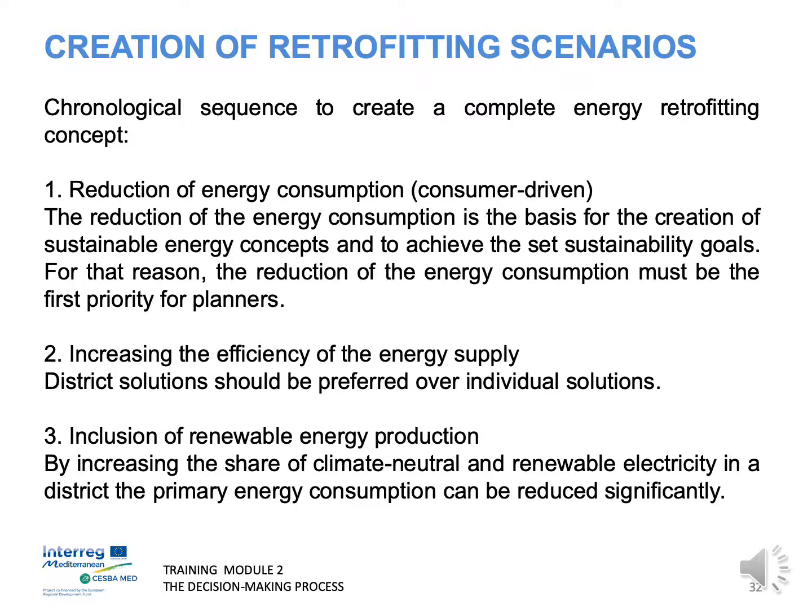Then we move on to the second part of the sequence, which is related to increasing the efficiency of the energy supply. And here we say that district solutions should be preferred over individual solutions to have a more holistic approach. Finally, the third part of this sequence is the inclusion of renewable energy production, and this is done to increase the share of climate neutral and renewable electricity in a district in order to have a reduction in the primary energy consumption as much as possible.